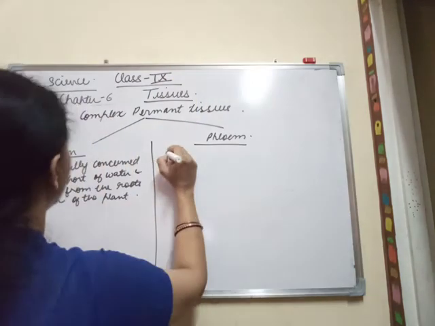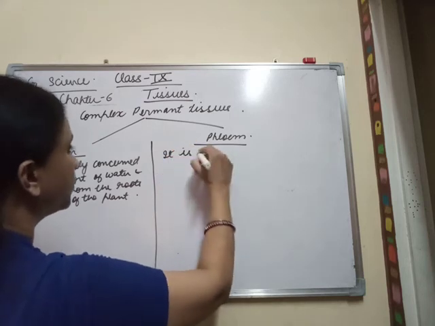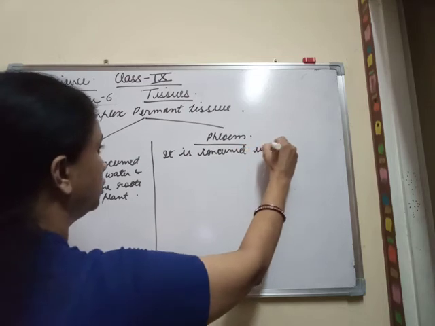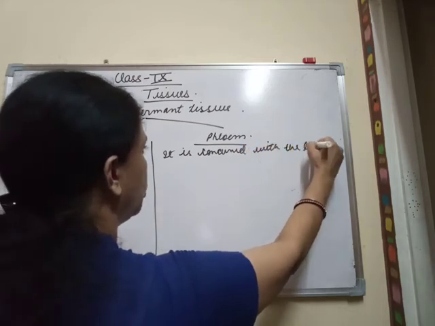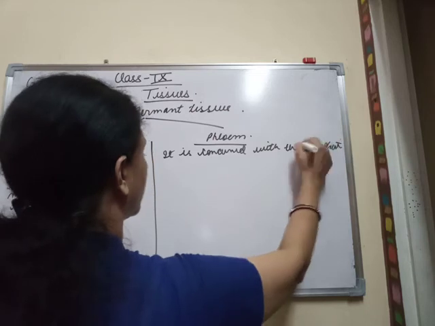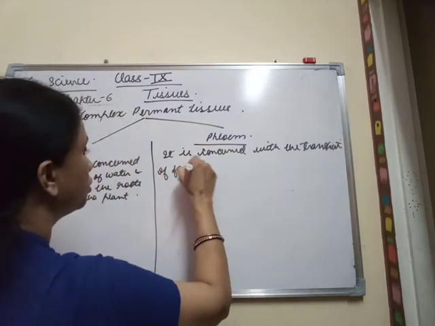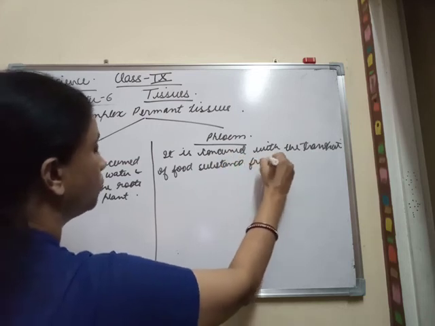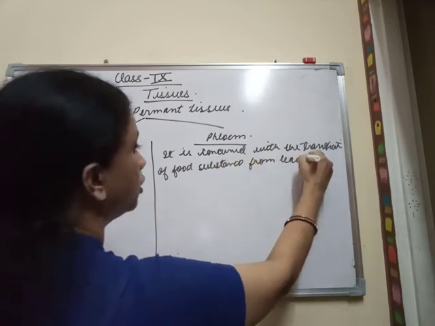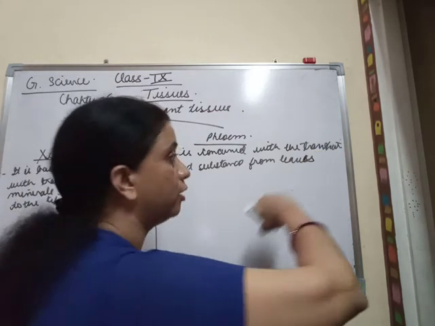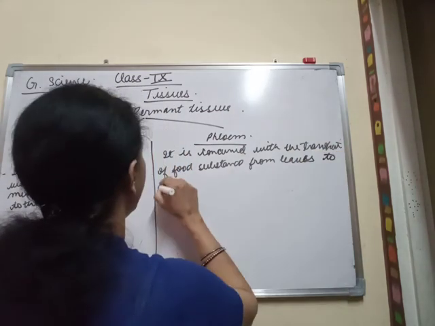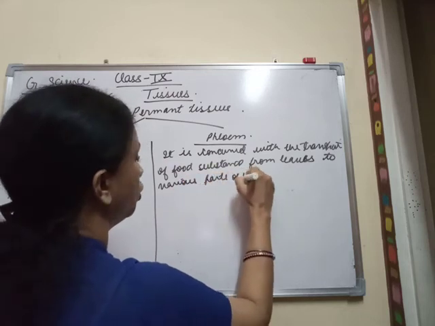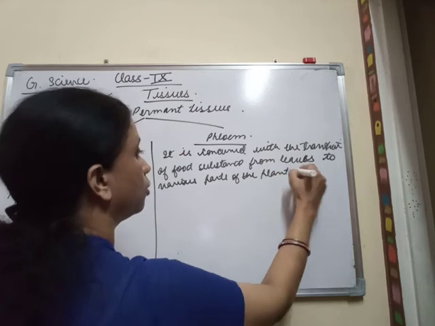Phloem, it is basically responsible, it is concerned with the transport of food substances from the leaves. As you all know that leaves are the kitchens or the food factories of the plant, from the leaves to various parts of the plant body.